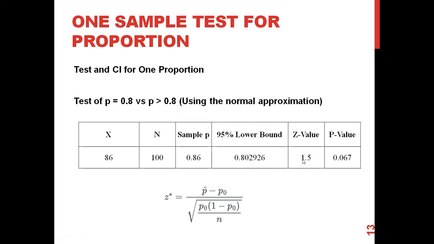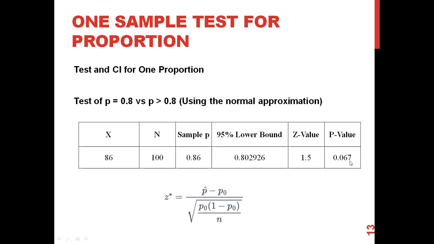It turns out that this particular ratio is 1.5, and we have seen in the normal table that if I get this value as 1.5, then I want to see the probability of getting a value 1.5 or larger than 1.5 in magnitude from the standard normal table. So to the right of 1.5 and to the left of minus 1.5. It turns out to be 0.067, which means that this p value is greater than 0.05.